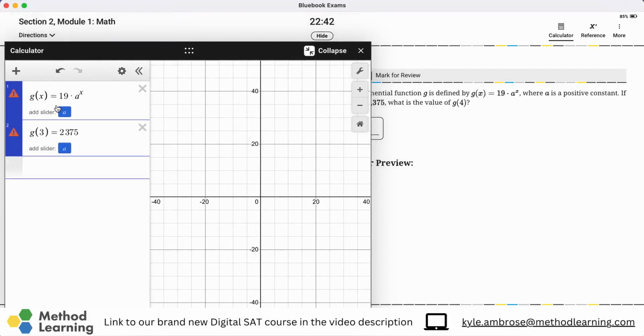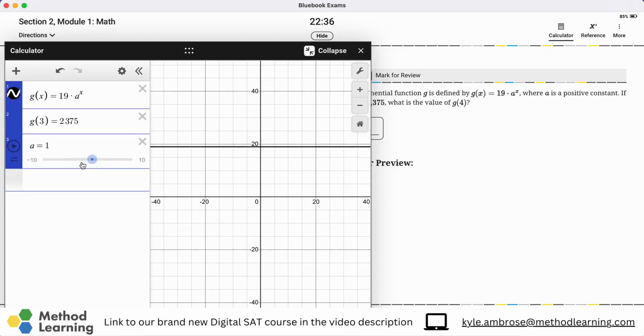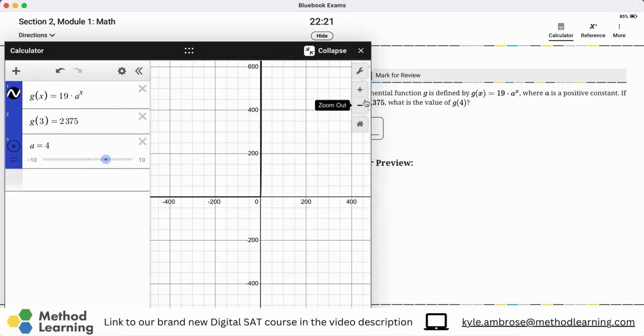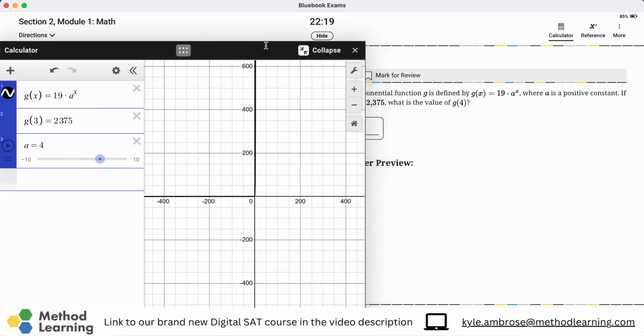Okay, and we need to figure out what the value of g of 4 is. Well, what I'm going to do is add a slider, and I'm going to adjust the a value. So this is changing the a value in the function. For example, if a is 4, then we get this nice graph. Let me zoom it out. Remember that we need to find, oh, this is what I want to do.